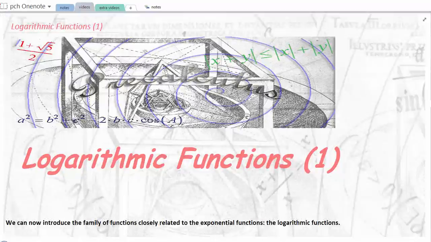Hello and welcome to Honors Function. In this lecture, we're going to introduce the second member of this very important family of function, the logarithmic function.